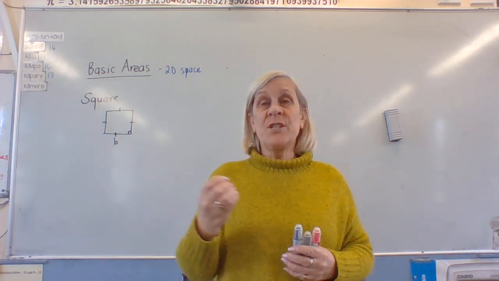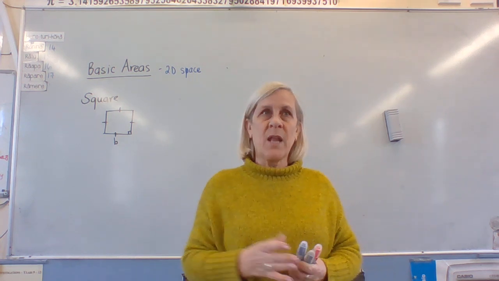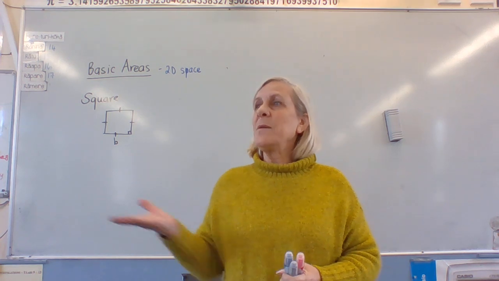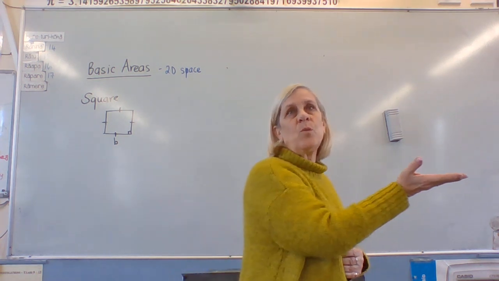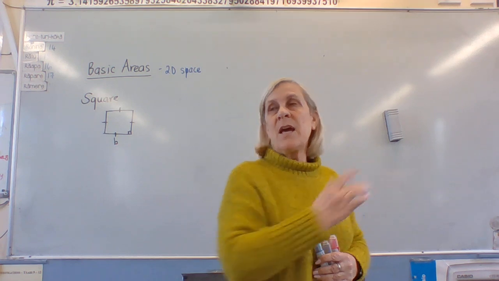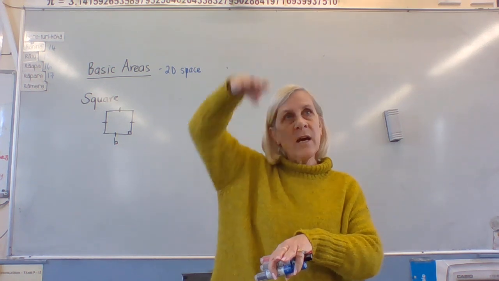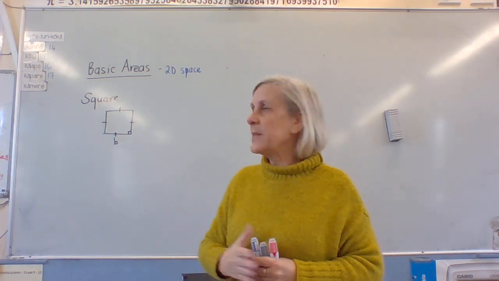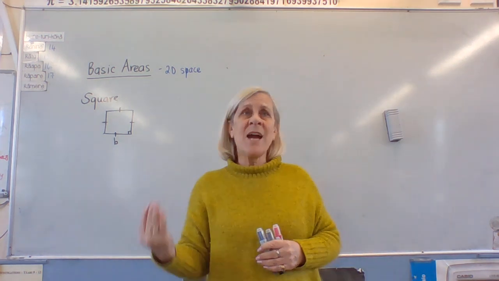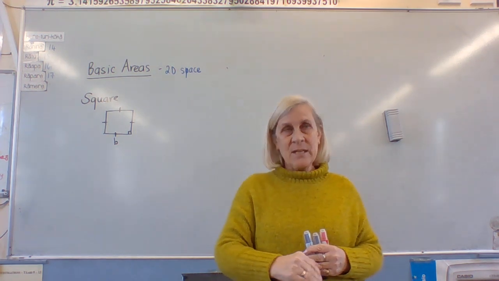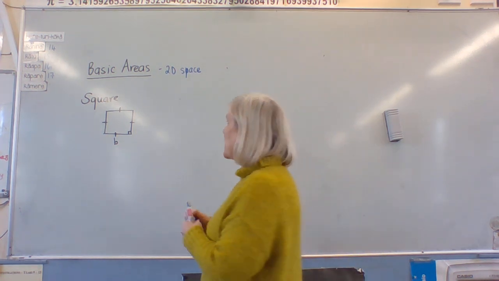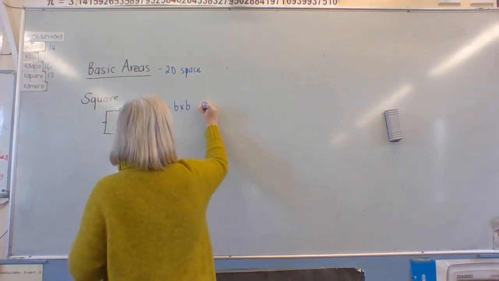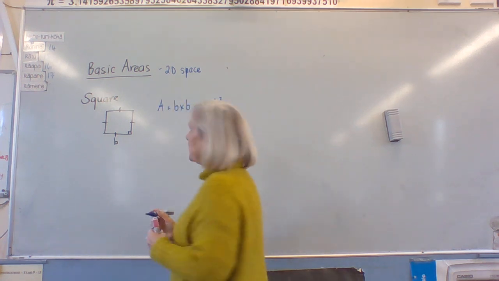Now, it's two-dimensional, so there will more than likely be two measurements you are using. One measurement is one dimension, which we call the base, and the other dimension is the height. So most things will have a B and an H in them. In the case of a square, the height is the same as the base. So therefore, we only have B. So the area of a square is equal to base times base, or base squared.